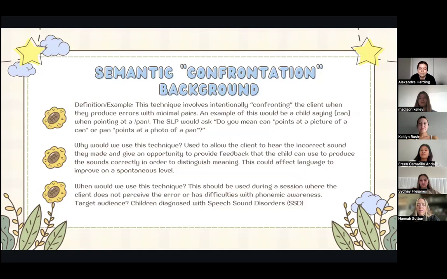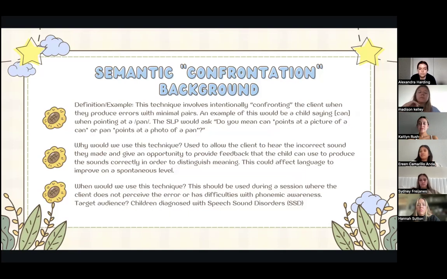In terms of the technique we chose, semantic confrontation or confusion, it's basically when a child produces errors with the minimal pairs. An example of this would be if a child were to say can when pointing at a picture of a pan, the SLP would be saying, do you mean can, while pointing at a picture of a can, or pan, while pointing at a picture of a pan?